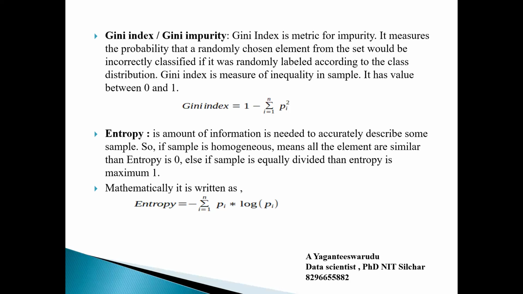Similarly, entropy is also one of the measures used to find the root node and other nodes in the decision tree, which describes the information needed to accurately describe a sample. If all the samples are of the same type, then entropy is zero. If the samples are equally divided, then entropy is maximum, 1. So for Gini index or entropy, the maximum value is 1 and the minimum value is 0; the value of Gini index and entropy will lie between 0 and 1.